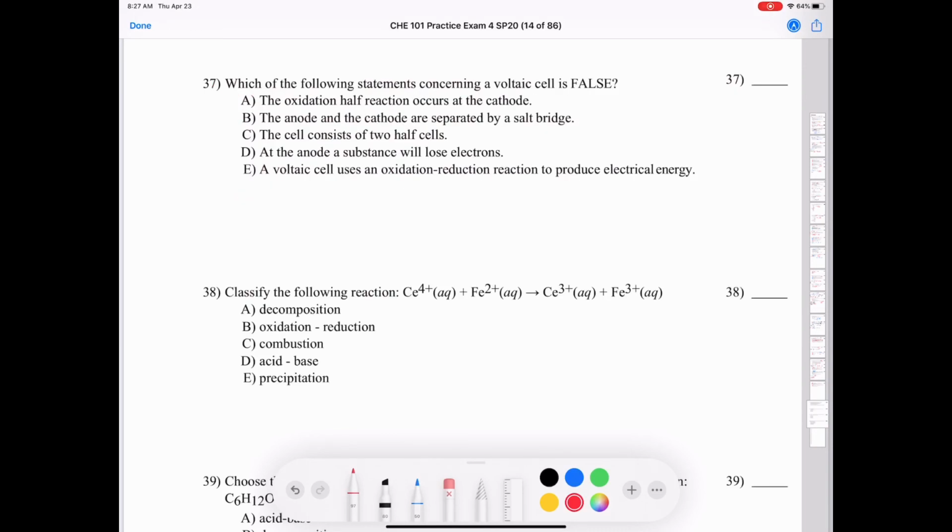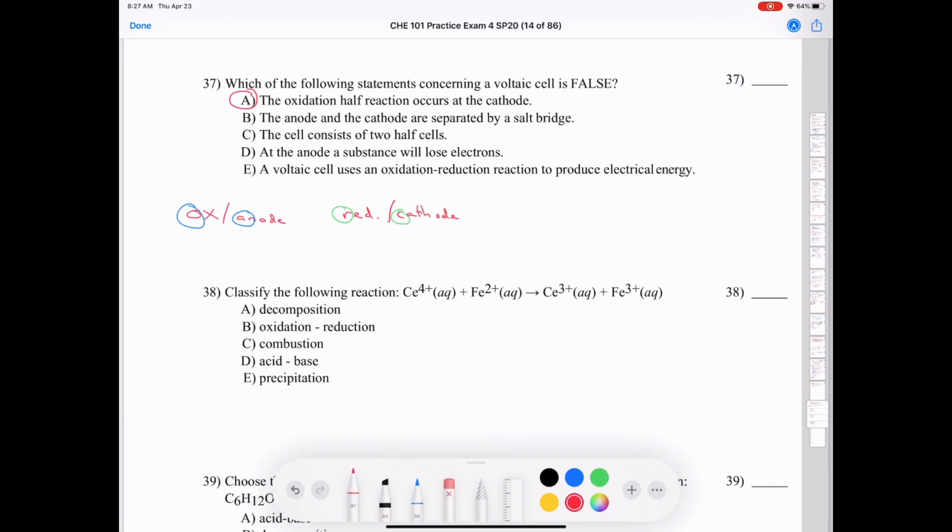Question 37. Which of the following statements concerning a voltaic cell is false? The first statement says the oxidation half reaction occurs at the cathode. I find it easy to remember that oxidation occurs at the anode and reduction occurs at the cathode. The way I remember that is that oxidation and anode both start with a vowel, right? And reduction and cathode both start with consonants. Therefore, A is the correct answer.